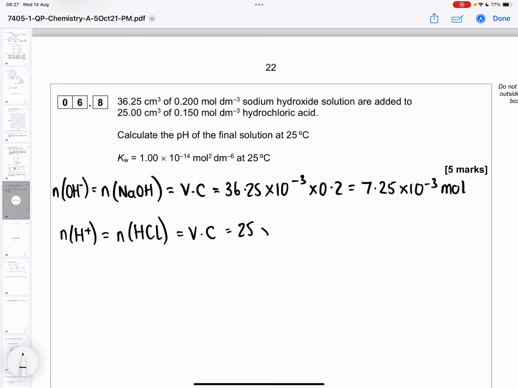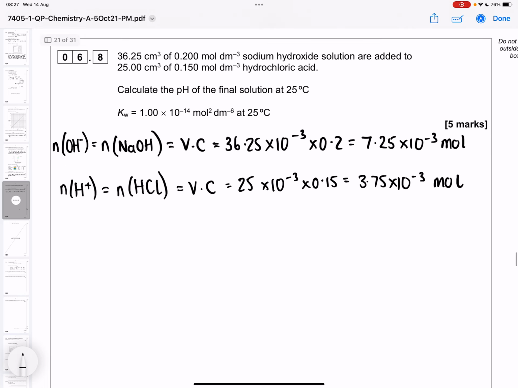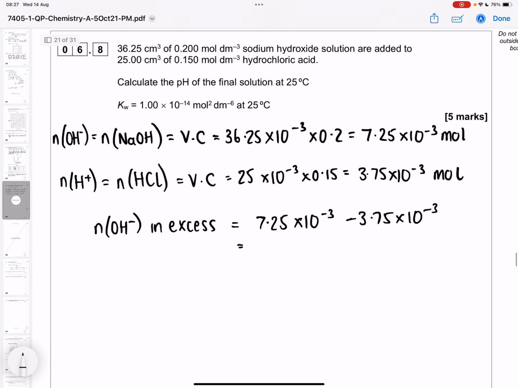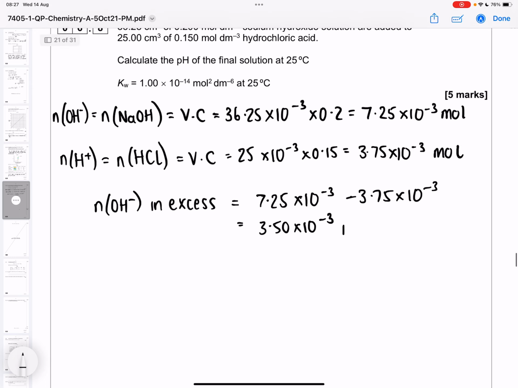So we do that, 25 times 10 to the minus 3 times 0.15. If we do that, we get 3.75 times 10 to the minus 3. And as we suspected, there's more alkali than acid. So the number of moles of OH minus in excess left over when we subtract is giving us 3.5 times 10 to the minus 3 moles.